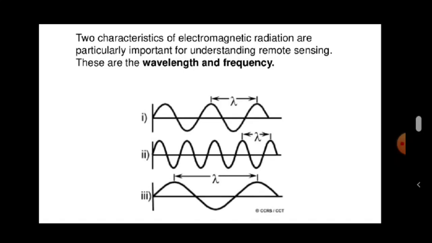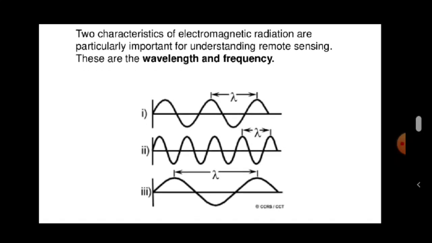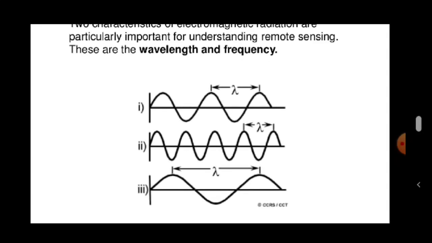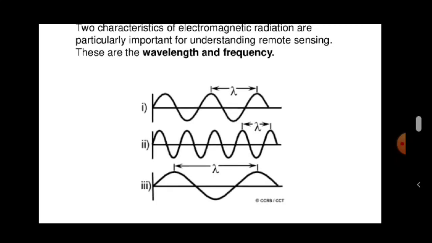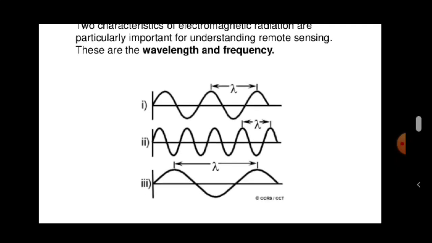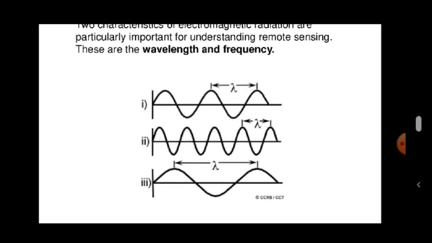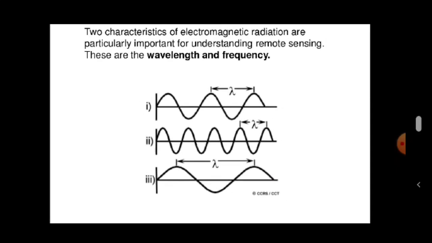The other three are the amplitude of this wave, and the transmission direction. The wave is transmitted from one direction to another, so it surely has a transmission direction. And also the polarization plane, or plane of polarization. So those are the four elements of electromagnetic radiation. If you want me to repeat: frequency or wavelength, direction of transmission, polarization plane, and the amplitude.